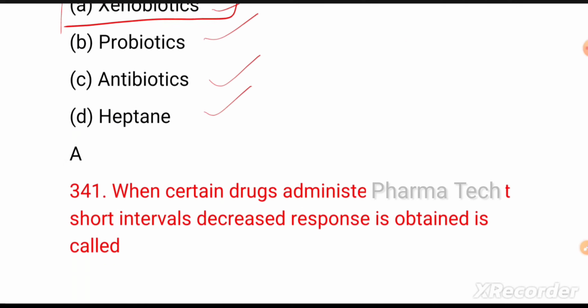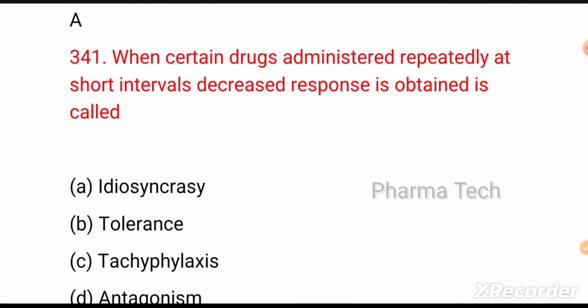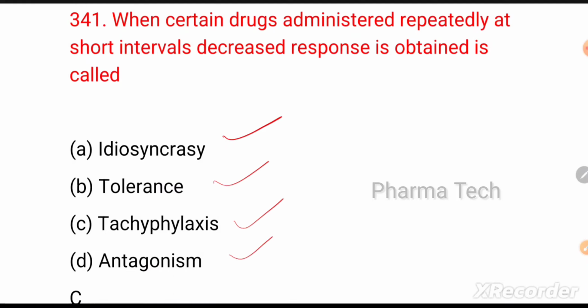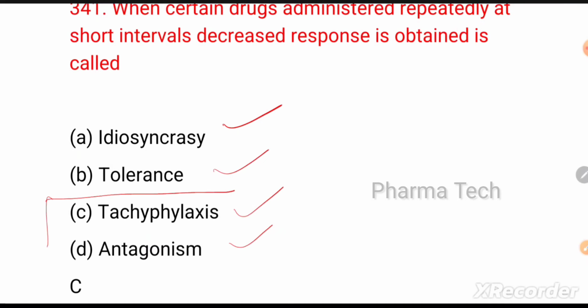Next question: when certain drugs are administered repeatedly at short intervals, the decreased response is often called idiosyncrasy, tolerance, tachyphylaxis, antagonism. Answer is C, tachyphylaxis. When certain drugs are administered repeatedly at short intervals, the decreased response is called tachyphylaxis.